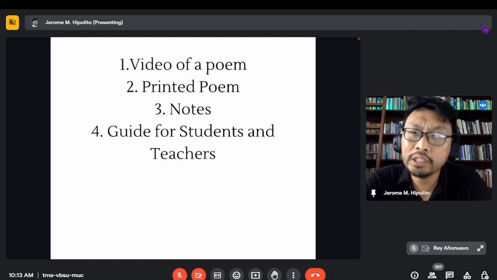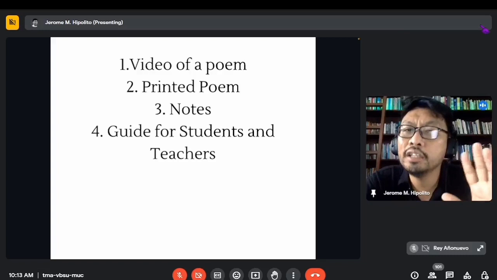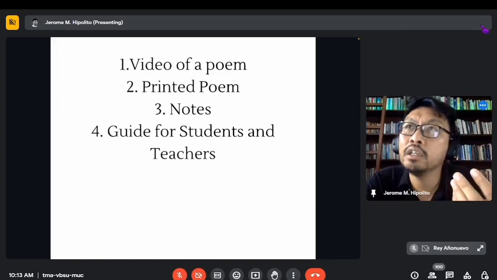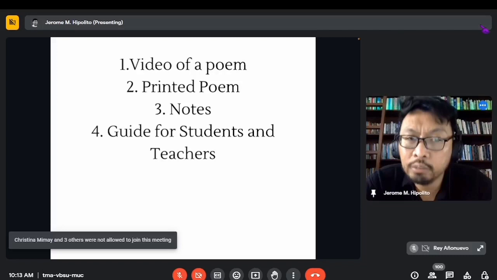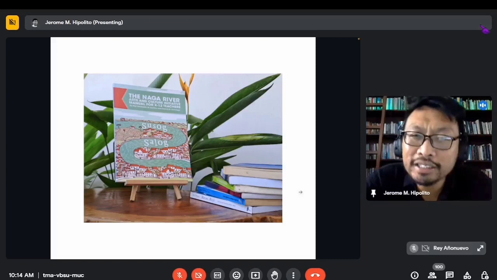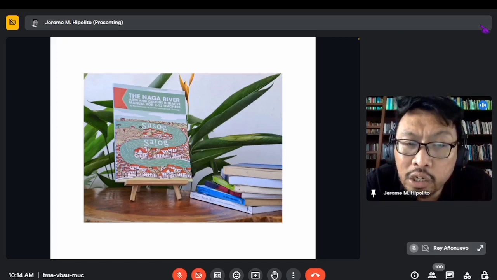So you have there the video and then the printed copy of the poem, and then notes. So it's a backgrounder in terms of context, in terms of the production, in terms of the highlights of the poem and or of the paintings or artwork that is included in the video. And then there's a guide question for students and teachers. Okay. Yeah. So those are our examples.